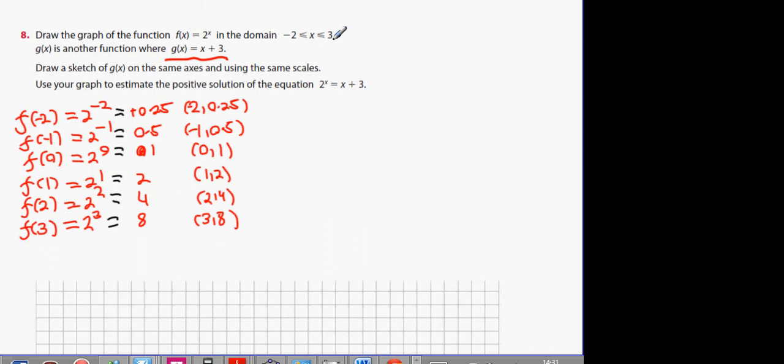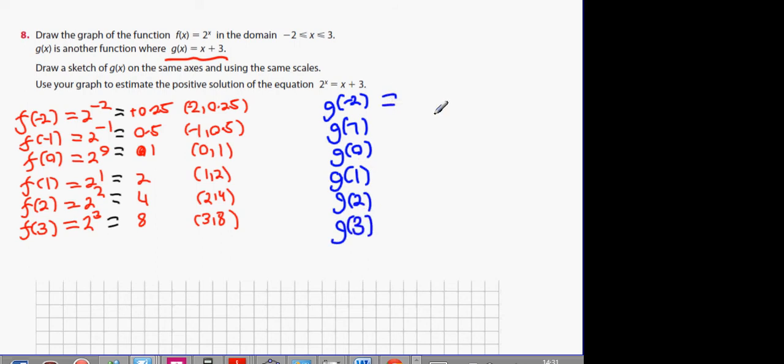It's a line. It's from the first exercise in this chapter. So what's going to happen is we're going to have to put this one in as well. So here's what we're going to do. G of -2, G of -1, G0, G1, G2, G3. Now somebody input that into your calculator now, okay? And I want it ready to go.